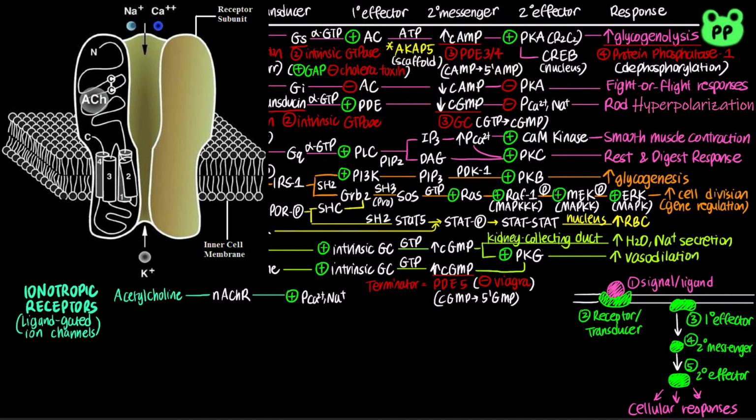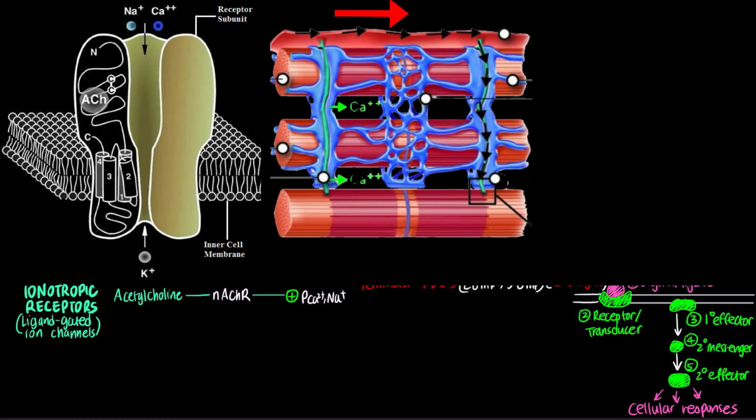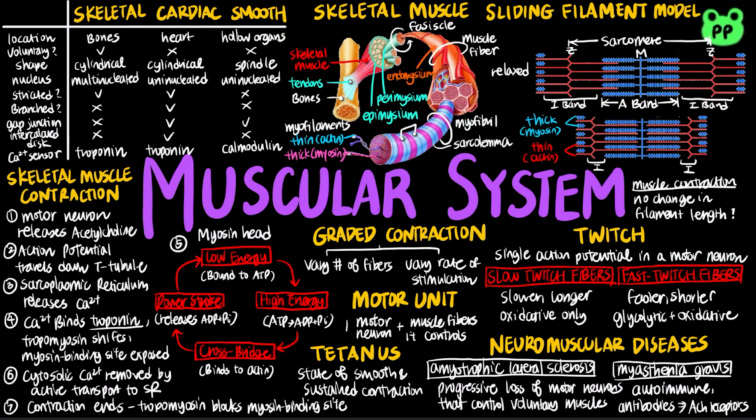The influx of sodium ions causes the membrane to depolarize, triggering an action potential that propagates along the plasma membrane down the transverse tubules, promoting the release of calcium cation from the sarcoplasmic reticulum. An increase in the concentration of calcium ions in the cytosol of the muscle fiber triggers cycles of muscle contraction. More details about muscle contraction have been covered in my animal physiology video on the muscular system.